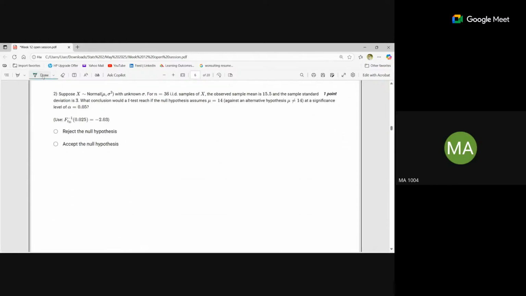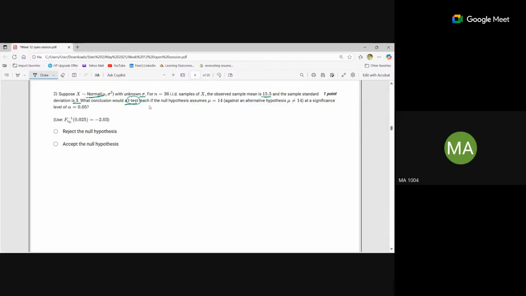Now, here we have a question. Suppose X is following a normal distribution with mu comma sigma square with unknown sigma. So here I have been given that my X is following normal with unknown sigma. Now, N is 36 IID samples of X. The observed sample mean is given, and the sample standard deviation is 3. What would the conclusion be? Why are we using t-test here? Because we have unknown sigma square. So if we have unknown sigma square, we will be using t-test.